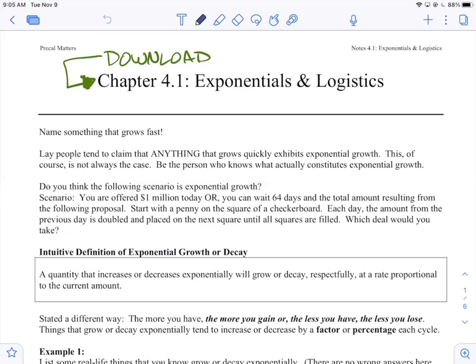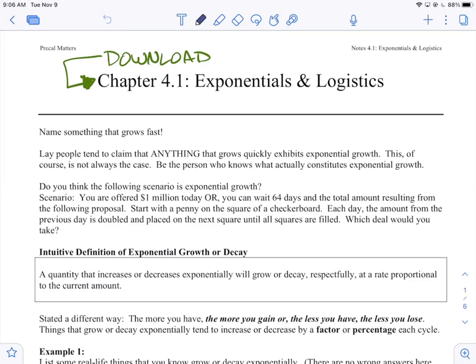So if you have the patience to wait 64 days and you don't mind carrying a bunch of pennies around temporarily until you get to the bank, it is more money and you get a free checkerboard out of it, which is not bad, right? If you know how to play chess, you can use it as chess.